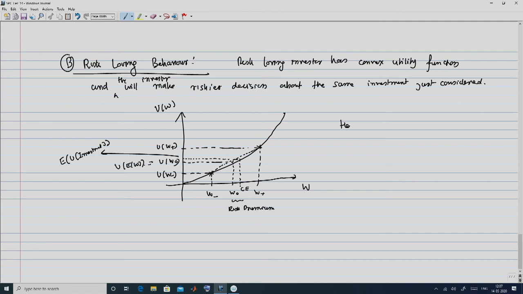So, here you observe that the expected utility from the investment, that is here E of U of W, this is the expected utility from the investment.